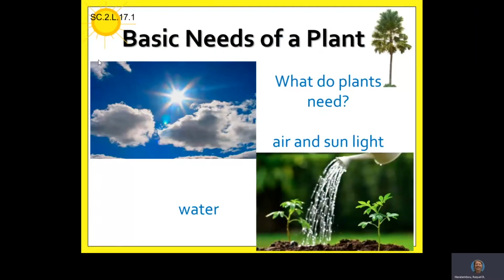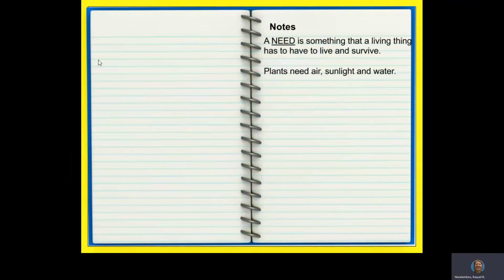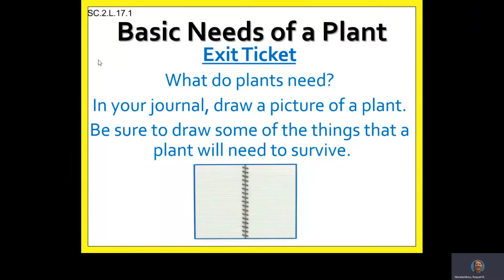So what do plants need to survive? They need air, they need sunlight, and they need water. So what do plants need? Let's just talk about this. We just went over that slide, but let's stop and pause and think about, what does a plant need to survive? Go ahead, tell me. If you want to write it, you can draw it or write it as well. Good, we just said air, we just said water, and we just said sunlight. Very good.